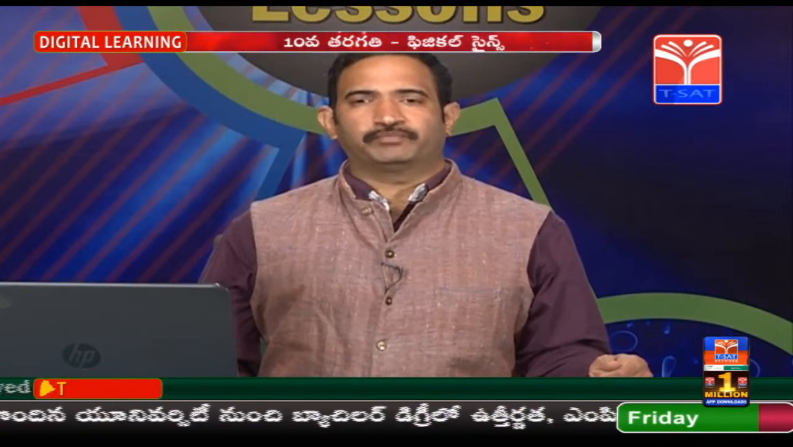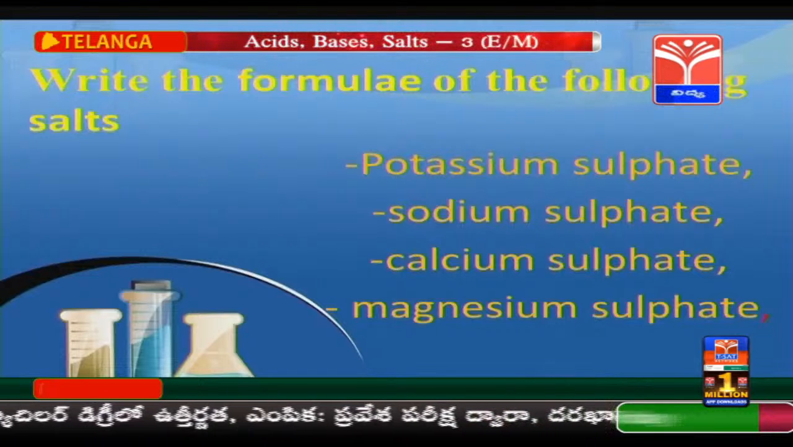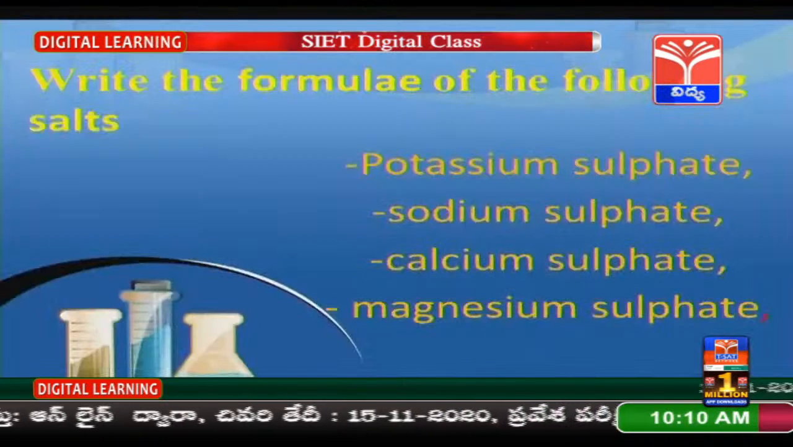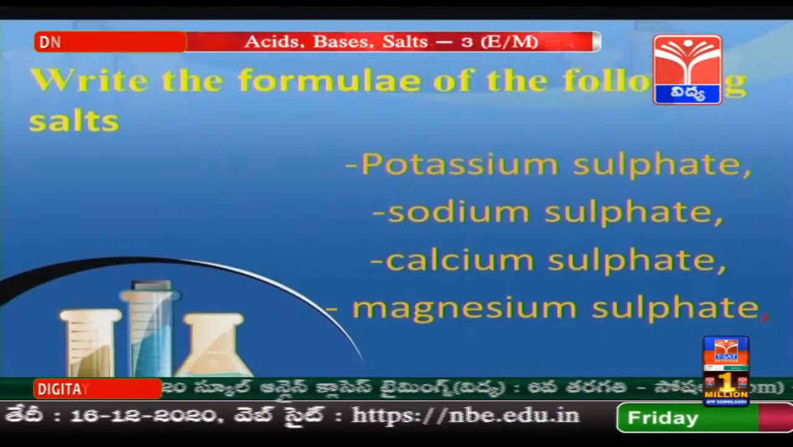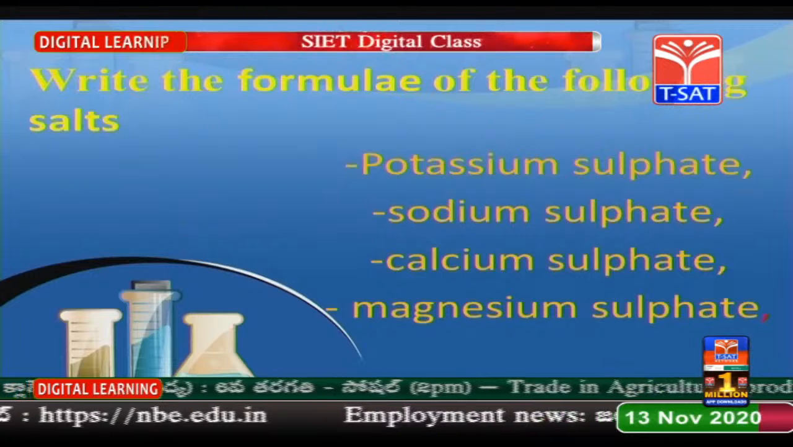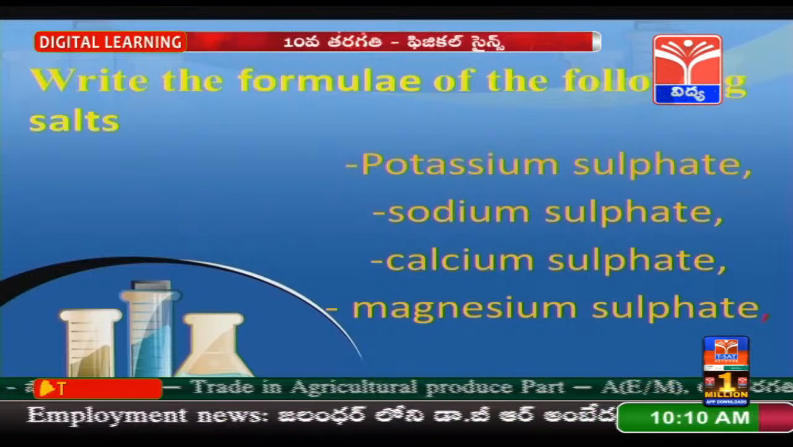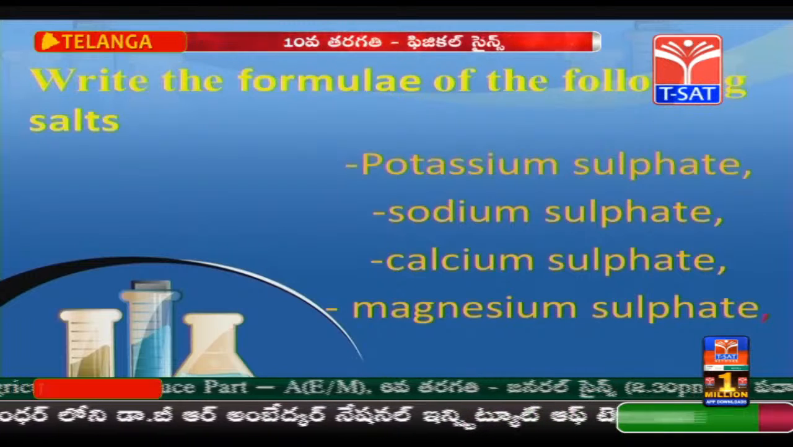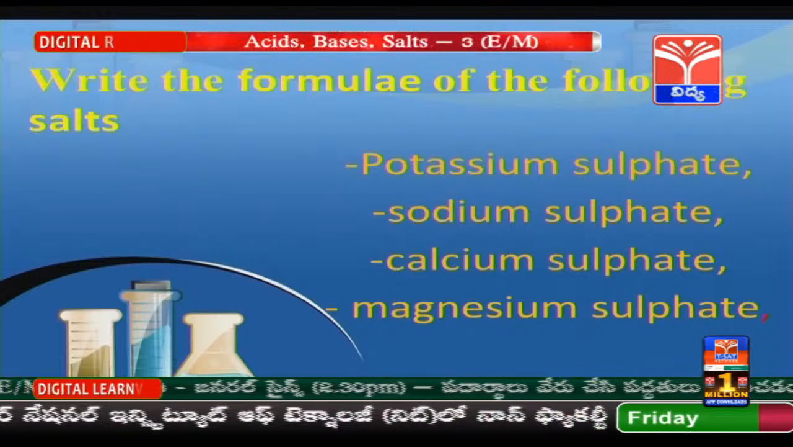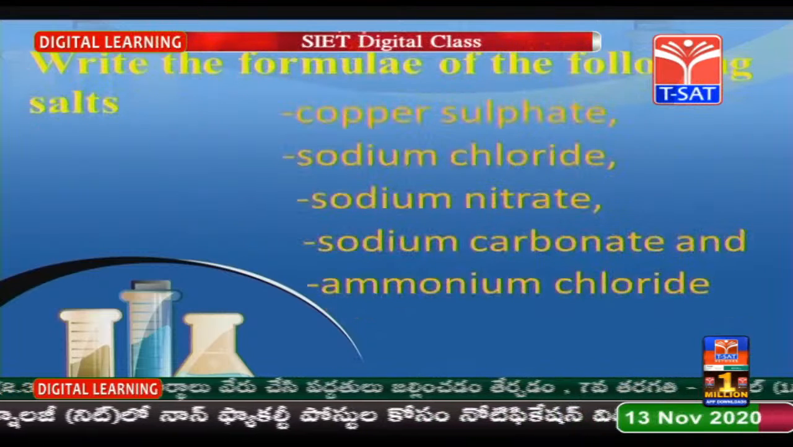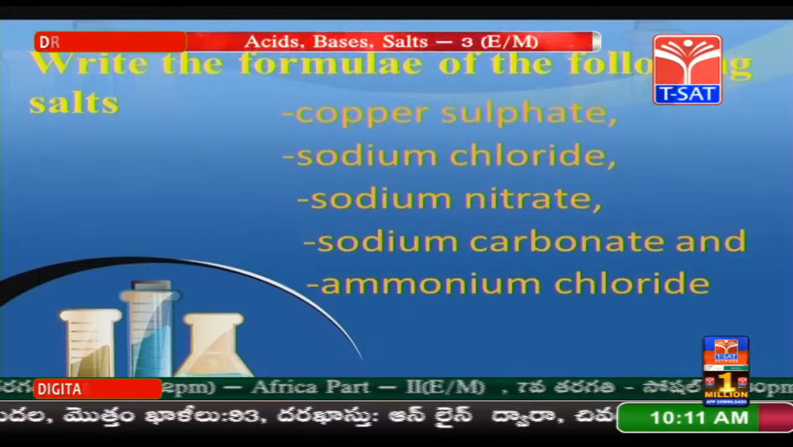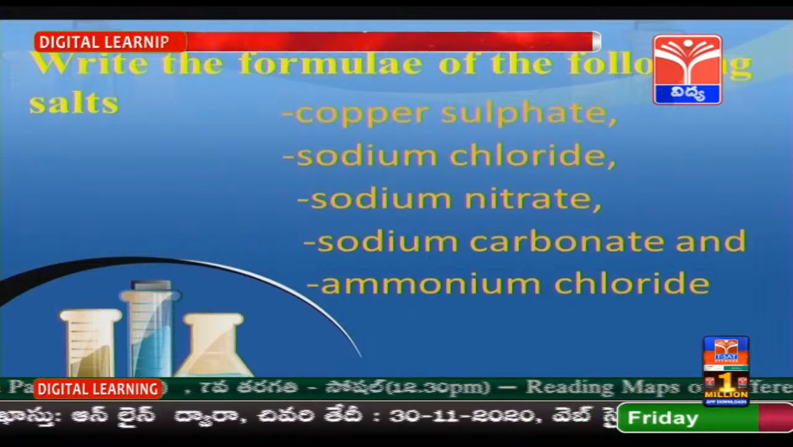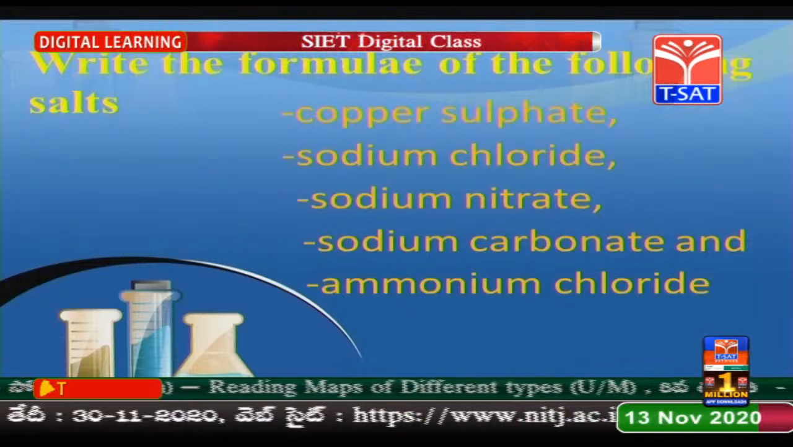Now you take another example, sodium sulphate. How is sodium sulphate formed? You write the base for it, you write the acid for it and also its formula. Next, calcium sulphate. How is it formed? Write base, acid, and mention its formula also. Magnesium sulphate. What acid is involved in this reaction? What is the base involved in this reaction? Next, a very simple salt, copper sulphate. Which acid is involved? Which base is involved in this reaction? Sodium chloride, sodium nitrate, sodium carbonate and ammonium chloride.